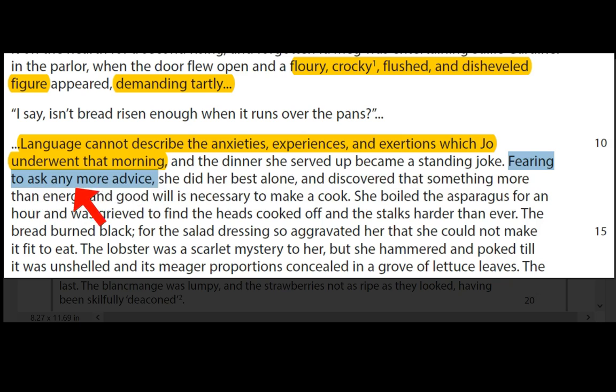Fearing to ask any more advice. Oh, she did her best alone. So she doesn't want to ask for any more advice, maybe because she's asked for too much already, or she feels she's asked for too much, or because she's worried that by asking for advice she is showing others that she doesn't know what she's doing. So she did her best alone. She struggles on. She doesn't want anybody else to see that she doesn't know what she's doing, and that suggests a lack of confidence.